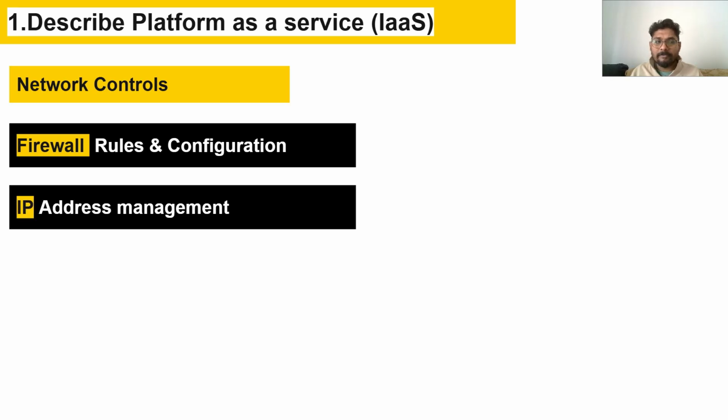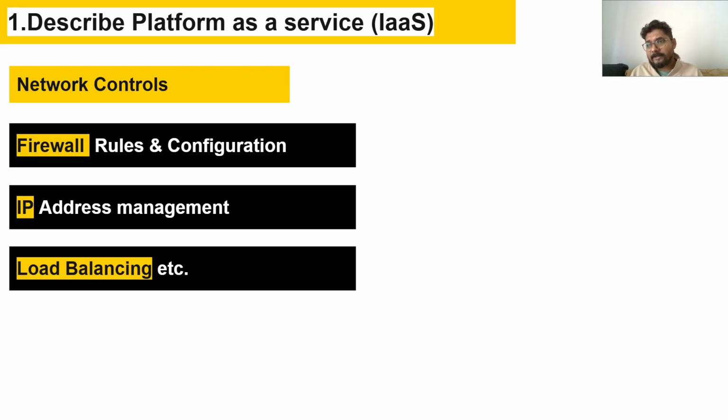Firewall rules and configuration, IP address management, IP address, DNS, all these things. Load balancing, when more traffic comes, how that load, which server or which node it should go, how many nodes I should have. So all these are called network controls. In your mind, simply keep two words, pretty simple words: firewall, IP configuration. Just keep that in your mind.